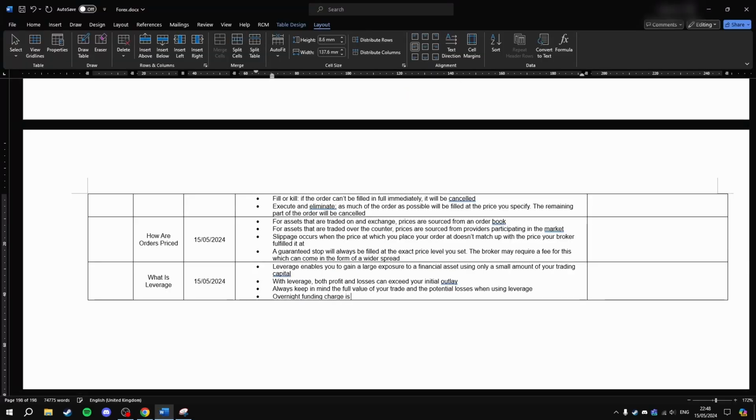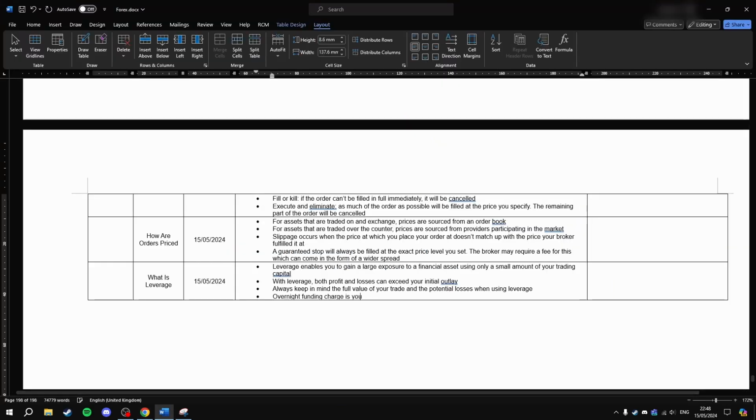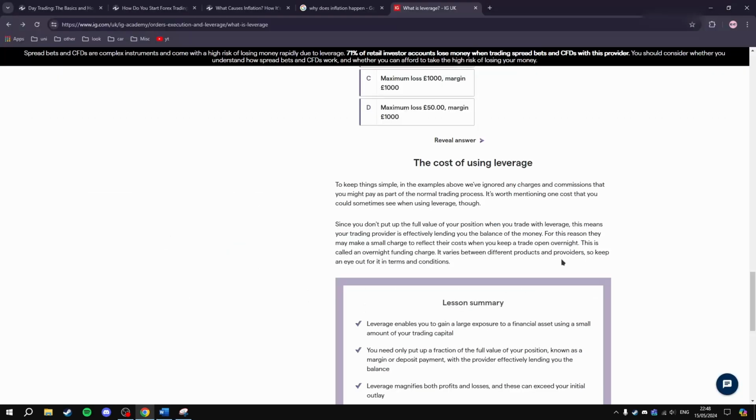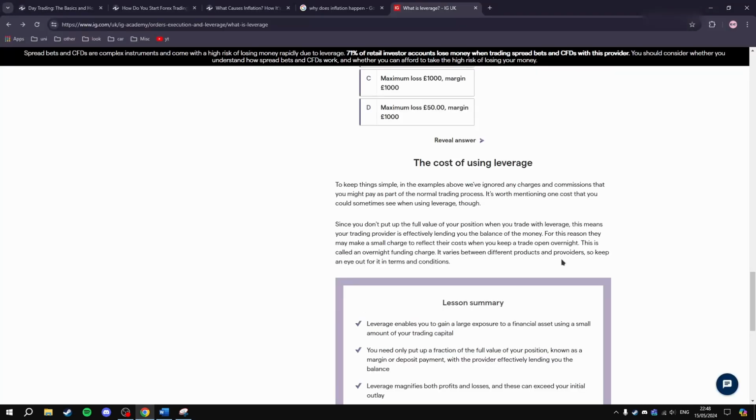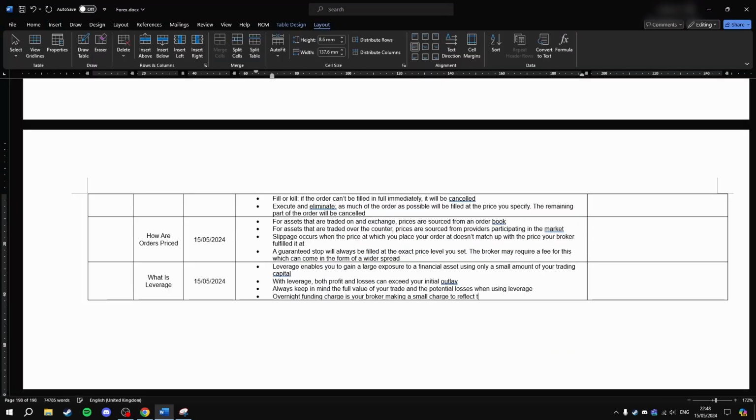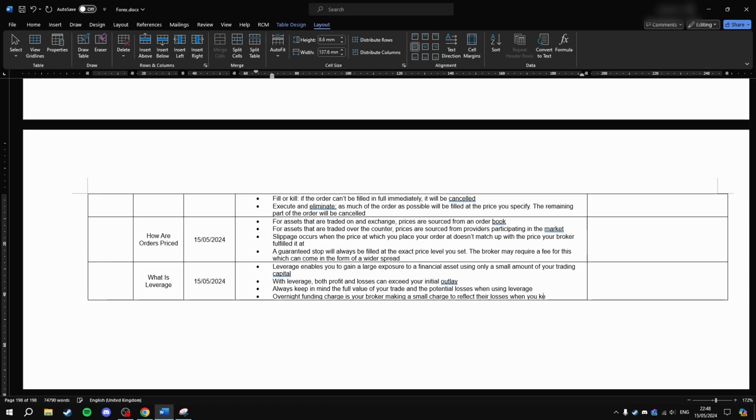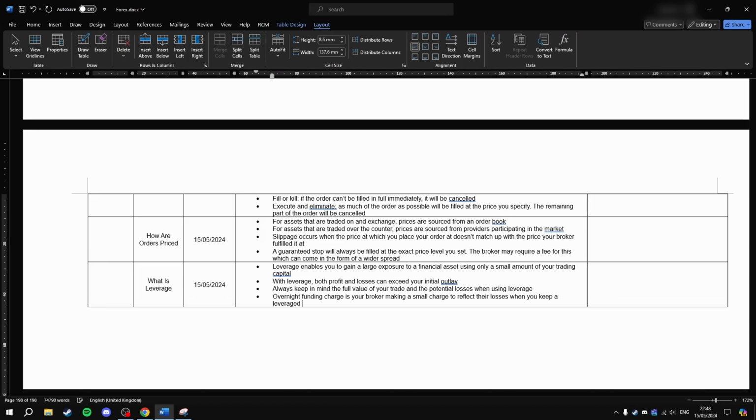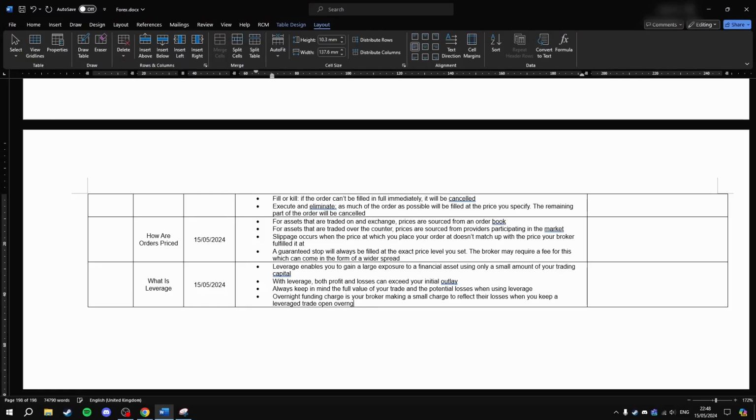Overnight funding charge is your broker making a small charge to reflect their costs when you keep a leveraged trade open overnight.